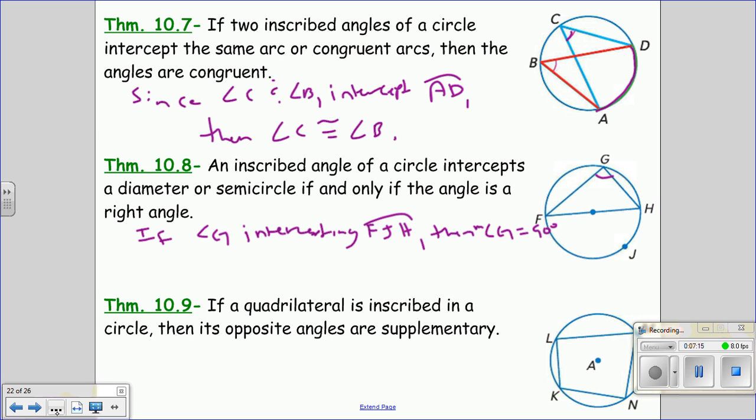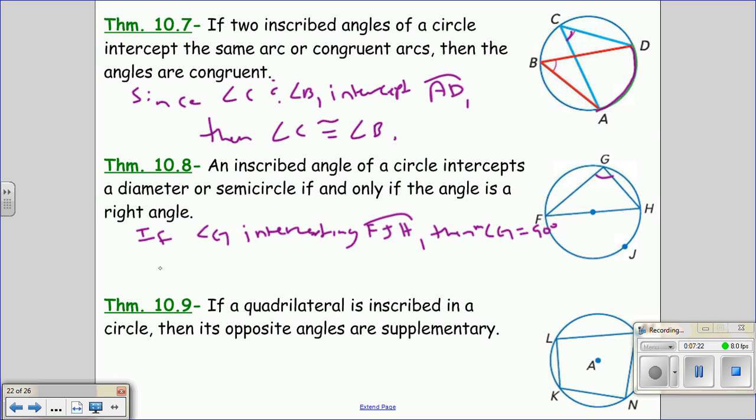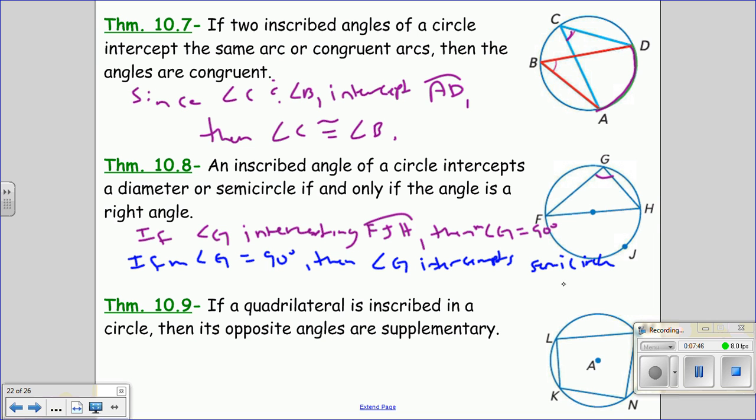It could also be looked at in reverse. I know my handwriting is terrible, so forgive me, but that's why we need to listen clearly and write as I speak. In reverse, it would say if the measure of angle G is equal to 90 degrees, then angle G intercepts semicircle FGH.